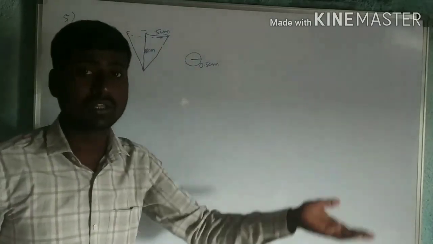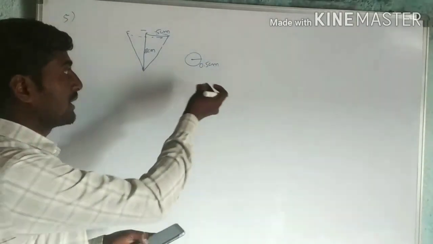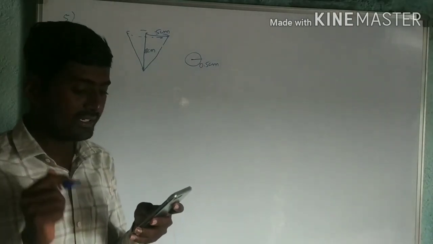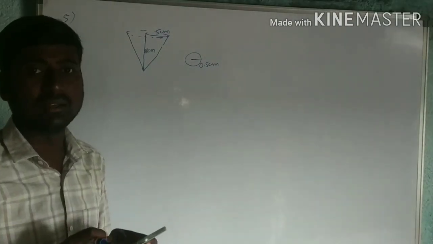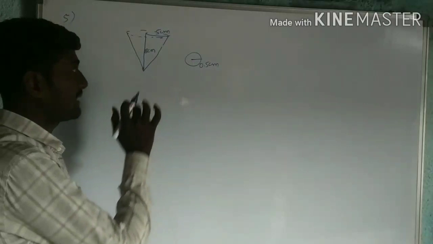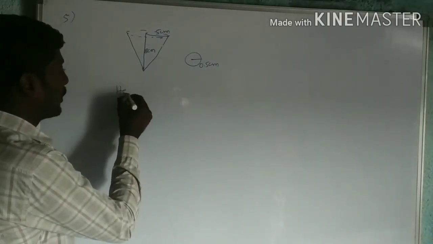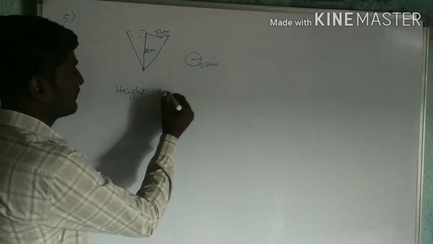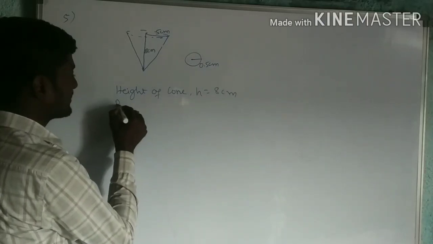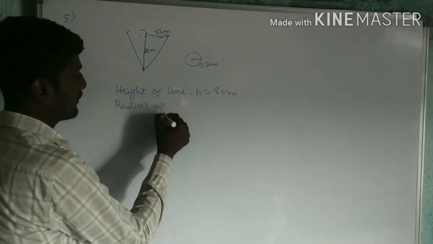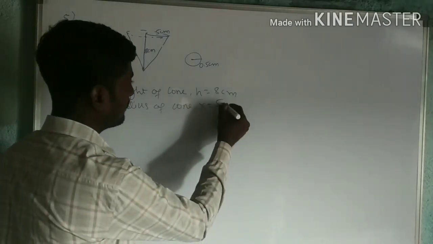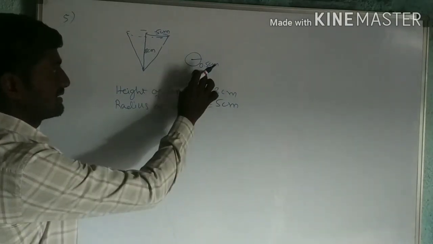25 centimeter cube of water will come out when we are adding some lead shots into the vessel. Next, find the number of lead shots dropped in the vessel. Let us take the given conditions first. Height of cone, I will take it as h, 8 centimeter. Next, radius of cone, that is r, 5 centimeter.